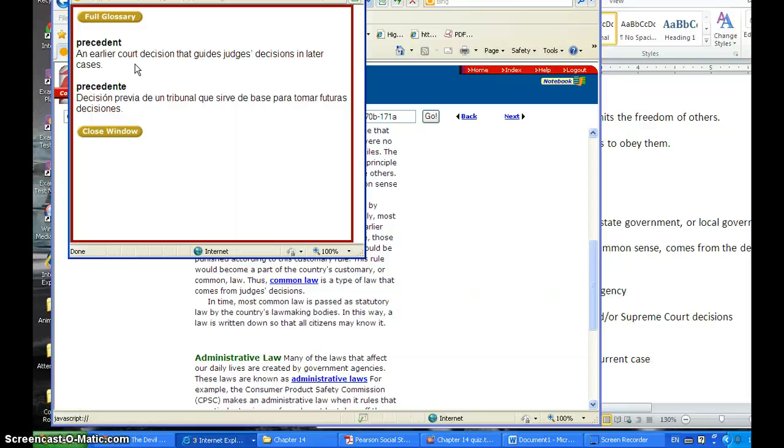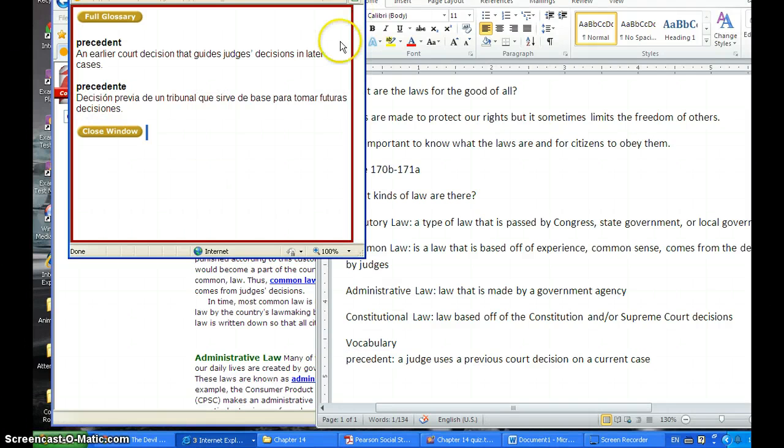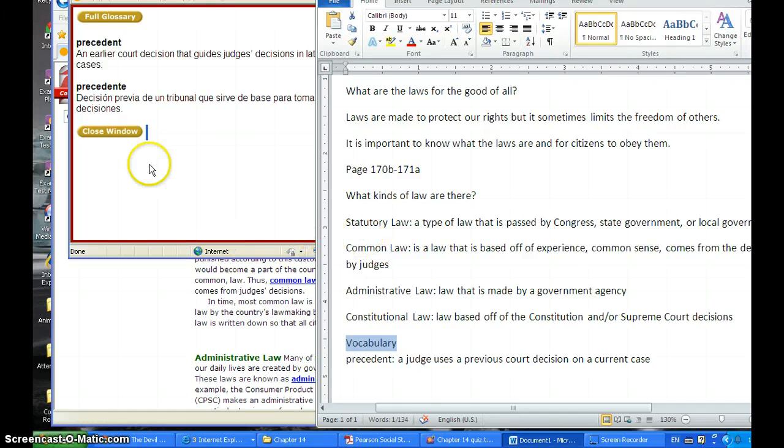So you need to put that in your own words. And I keep on saying that over and over again. And that is so very important, because if you can put something into your own words, then that helps with your understanding of the idea, the concept, the term, the main idea. It helps with your comprehension of whatever you're reading. Okay, so I put the vocabulary word down here: precedent. A judge uses a previous court decision on a current case. Okay, that's how I would describe what a precedent is. So this is the technique that you need to use when taking notes on this section.